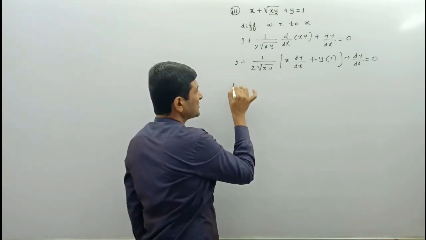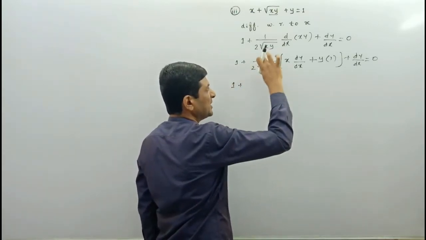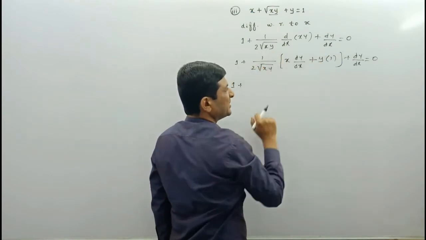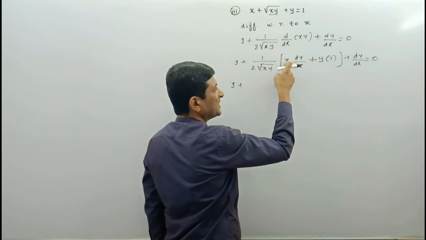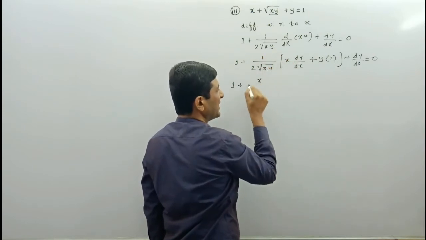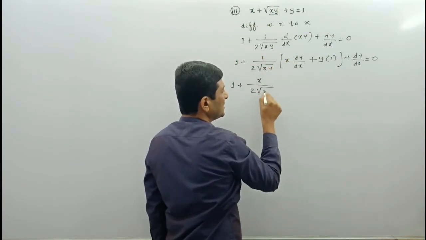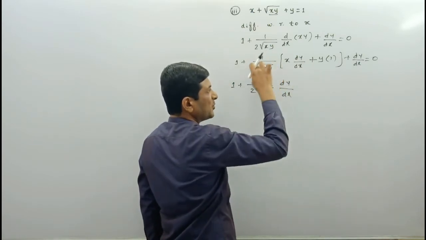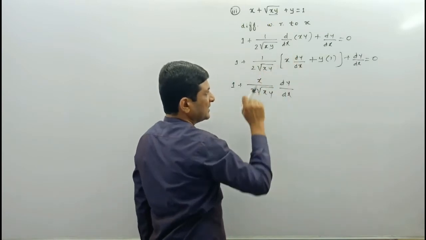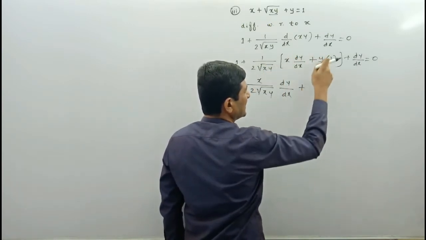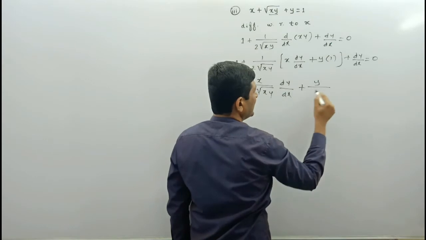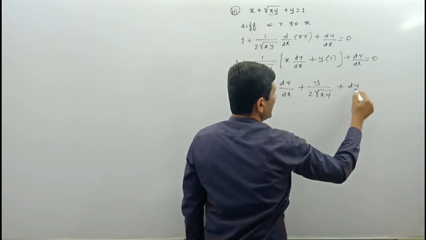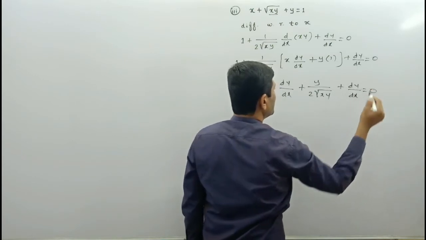So here we are simplifying, keep 1 as it is. Now we are multiplying by 1 upon 2 root xy to both the terms in this bracket. If I multiply it to the first term, what will we get here? x into 1 will be x upon 2 root xy and dy by dx. Now I am multiplying to the second term. See what we get? y into 1 will be y upon 2 root xy, plus dy upon dx is equal to 0. Keep it as it is.